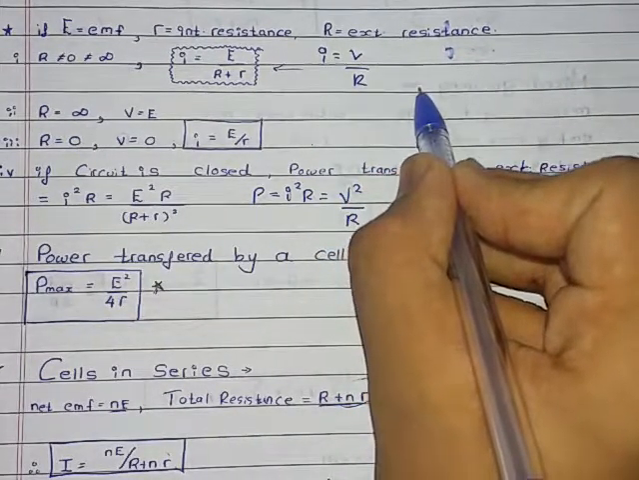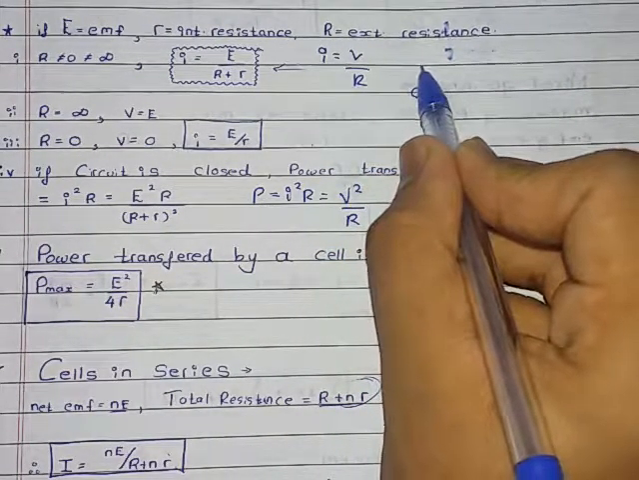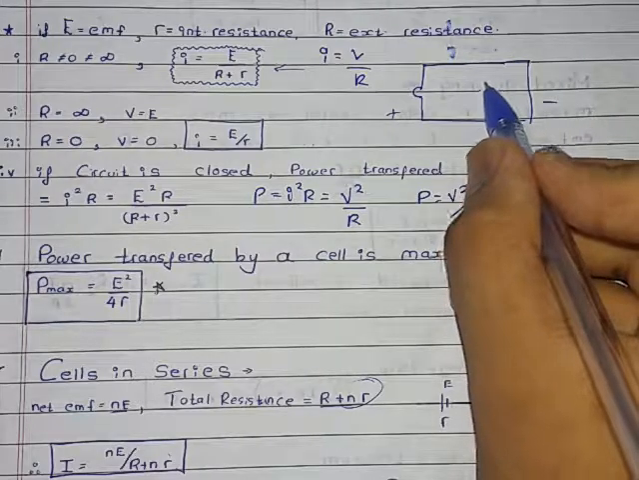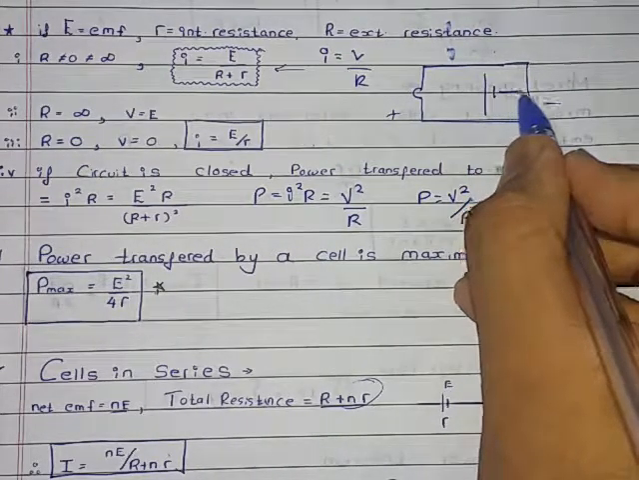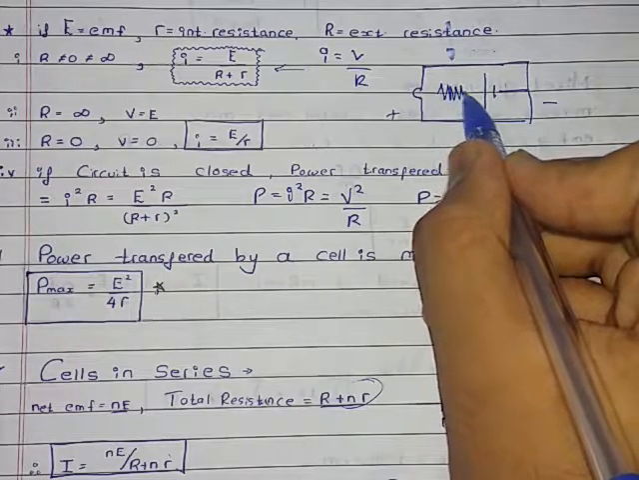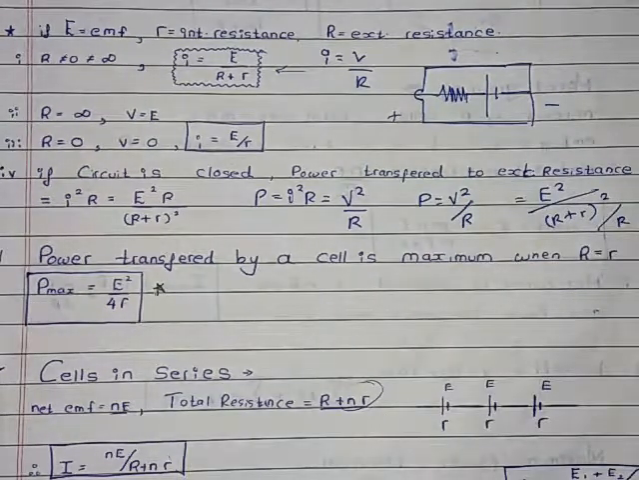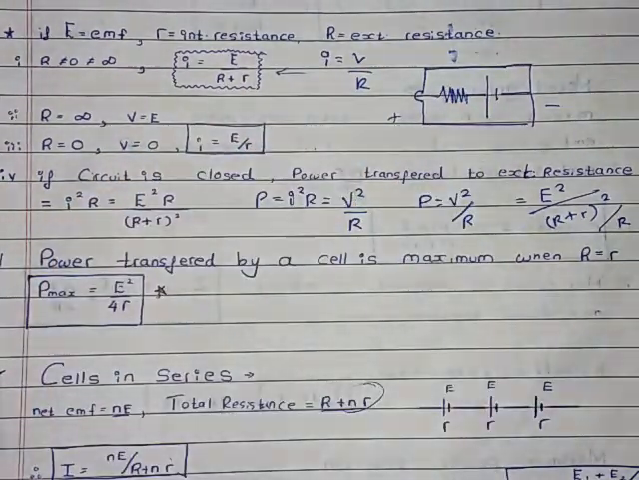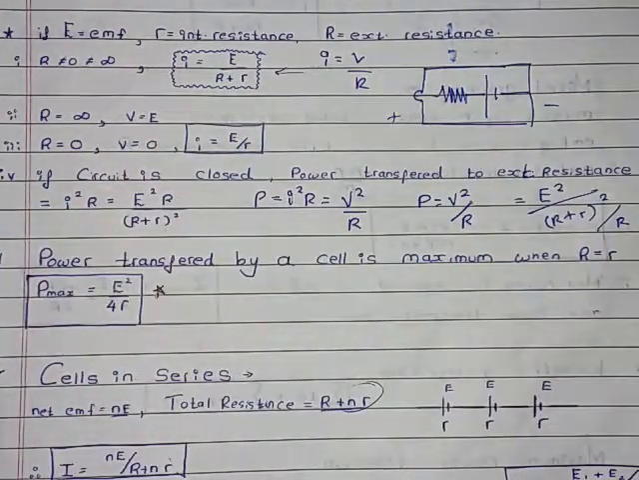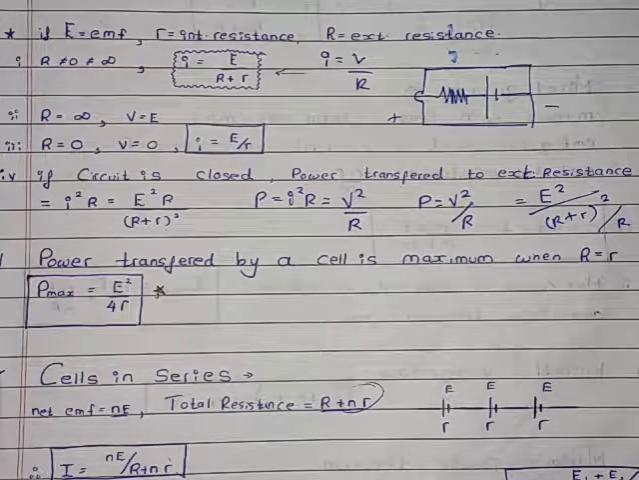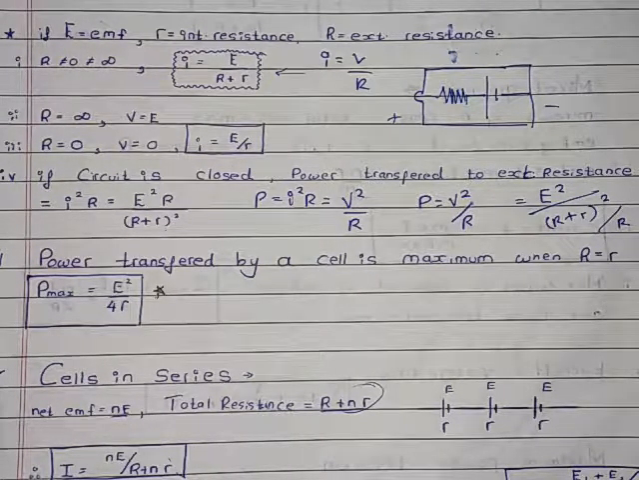Now let me draw you a simple diagram for a cell. It's a cell. This is its plus, this is its minus. And don't forget we have a small amount of resistance inside the cell. This is the internal part of the cell, and this resistance is the internal resistance, and this voltage is the EMF and nothing else. Now power transferred, we know power equals I square R, that is V square by R.